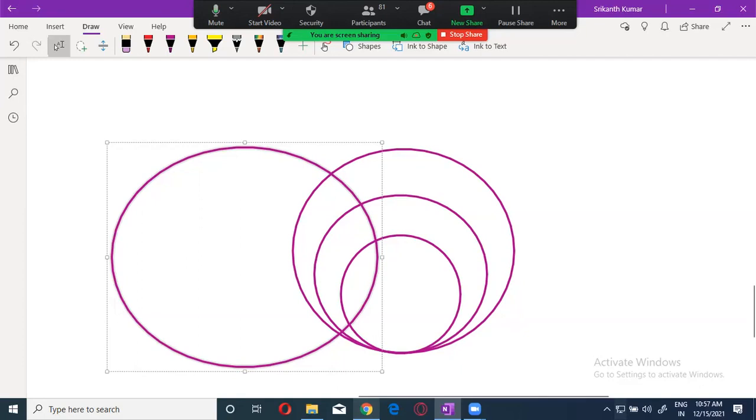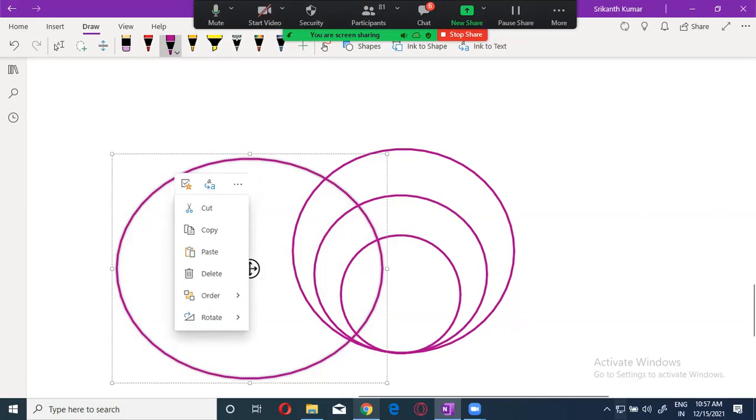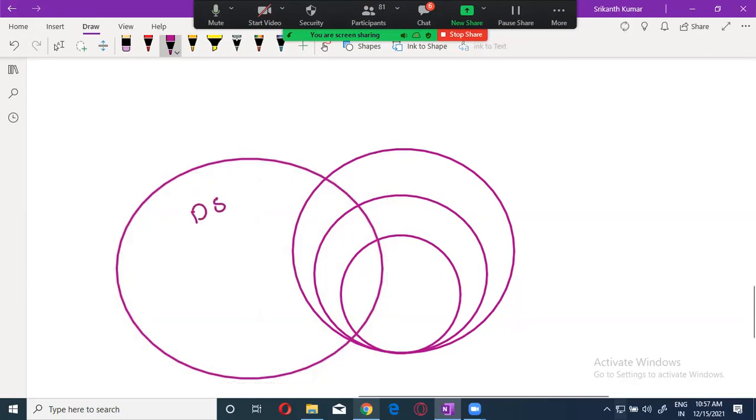Okay, guys. Now I will write it. This is your data science. This is your AI, artificial intelligence. This is your ML, and this is your DL. Okay, clear?